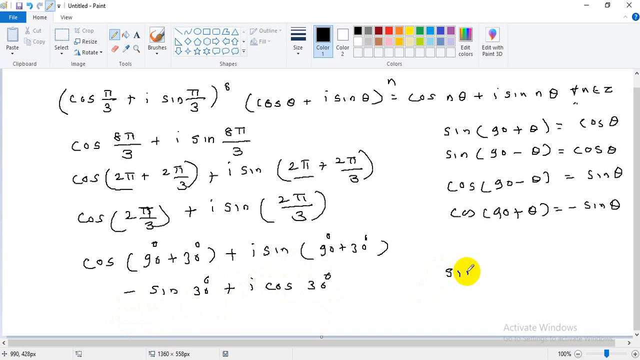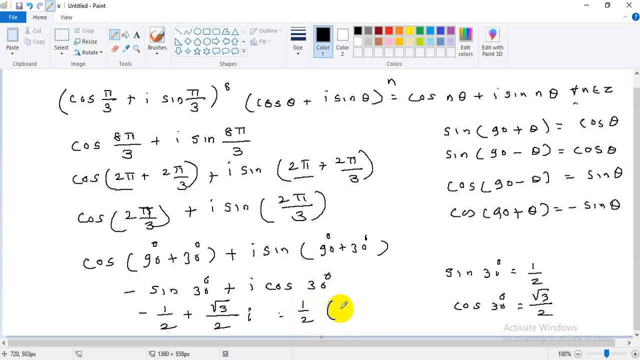So you know that sine 30 degrees is equal to 1/2. Okay, and cos of 30 degrees is what? √3/2. So when I substitute all these things here, what I get is minus 1/2 plus √3/2 into i. So it is 1/2 into bracket minus 1 plus √3 i. This will be the simplification of that.